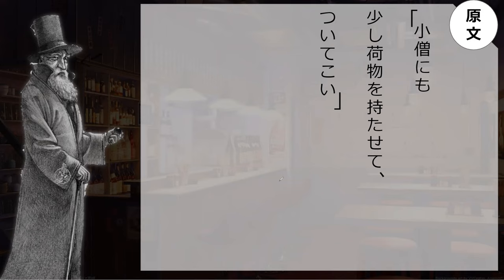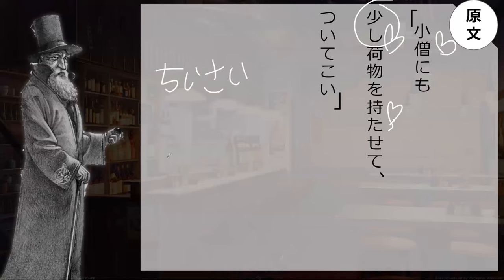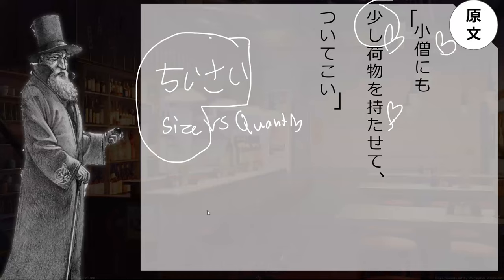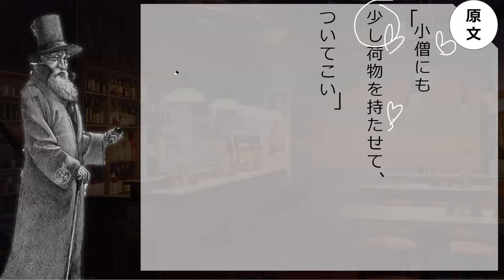はい。ご存にも、少し荷物を持たせて、ついてこい。You as well, boy. Take the small luggage. So 少し is kind of small, but it's different than 小さい, right? Do you know how it's different than 小さい? 少し. Small as in physically, the volume of it is small. So that'd be 小さい, as opposed to a tiny amount. Exactly. So a small amount, perfect. So some of the luggage is probably how I would translate it in this context.